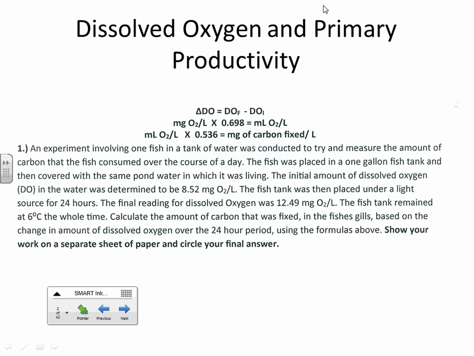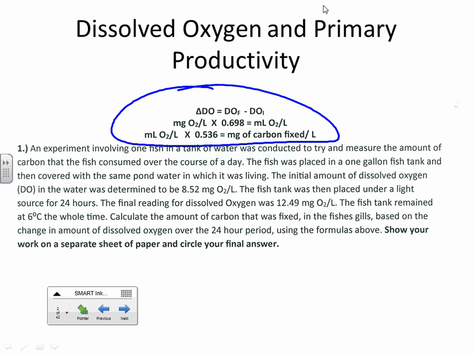You've got a section on your formula sheet called primary productivity calculation. It's on this side of the sheet, and you've got these two formulas on the sheet. Now what you don't have is that top one, and I think I would write that above it on your sheet. What's the little triangle mean? Change in. What's DO stand for? Dissolved oxygen. And that's equal to final dissolved oxygen reading minus initial dissolved oxygen reading.